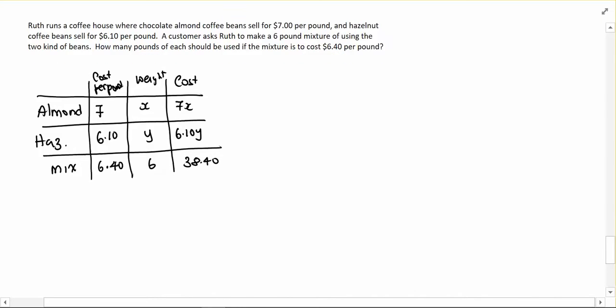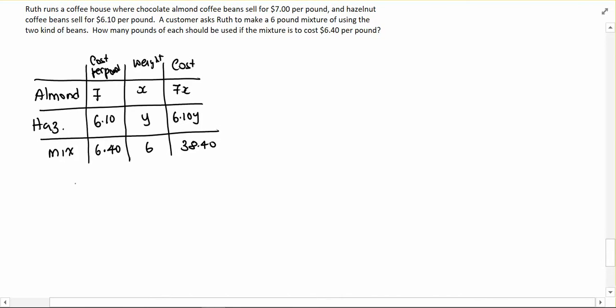So again, two variables we don't know, so we would need 2 equations. What are the 2 equations? x plus y equals 6. And then 7x plus 6.10y is equal to 38.40. And we can solve this again using either substitution or addition. I'll go with addition on this one.